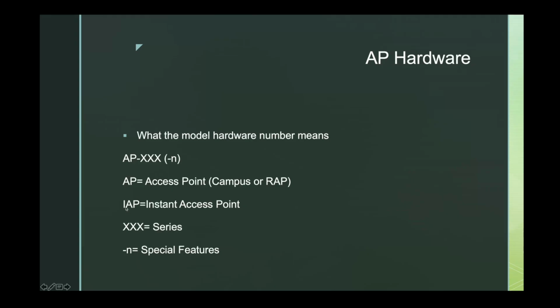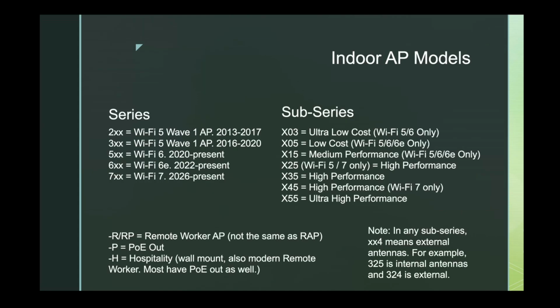You might also see IAP, which means instant access point. We will get into that later. The XXX is the series, and the dash N is any special features. So let's expand on that. To date, there are about 5 main series. These are those XXX values.